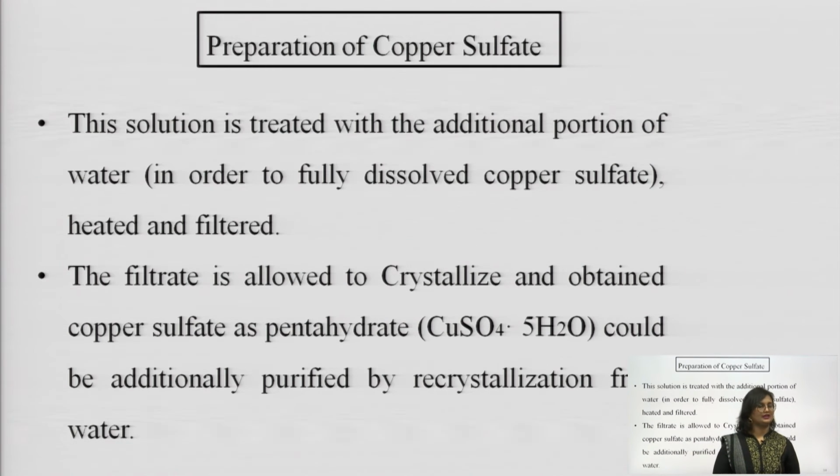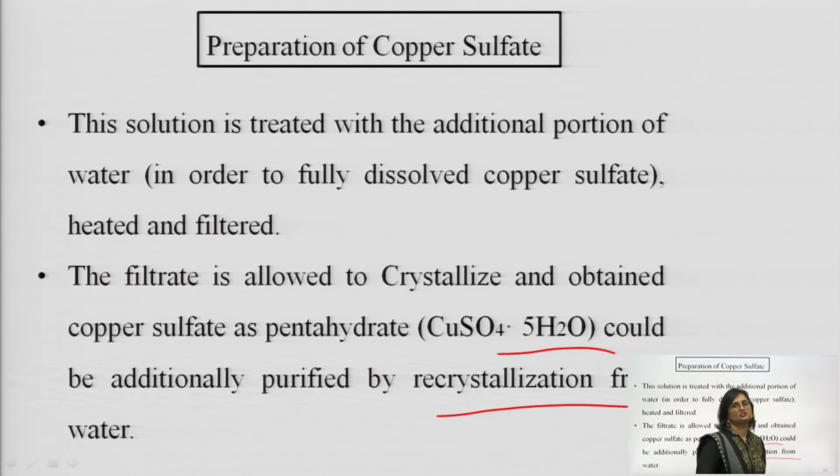The solution is treated with an additional portion of water in order to fully dissolve the copper sulphate. It is again heated and filtered. The filtrate is allowed to crystallize, and copper sulphate is obtained in the form of pentahydrate. It could be additionally purified by recrystallization.